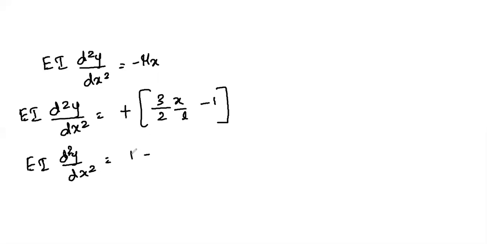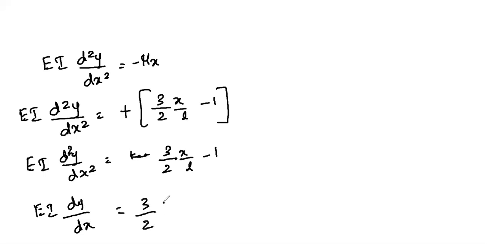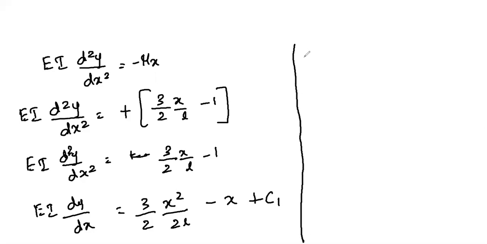Plus, that will be 3 by 2 x by L minus 1. Now we are going to integrate this. So, EI dy by dx is equal to 3 by 2 into, we have x here, so we know x power n plus 1 divided by n plus 1 upon integrating the x. So, x square divided by 2L minus x, then you will be adding some constant. I am naming this constant as C1. Okay, this is your equation.